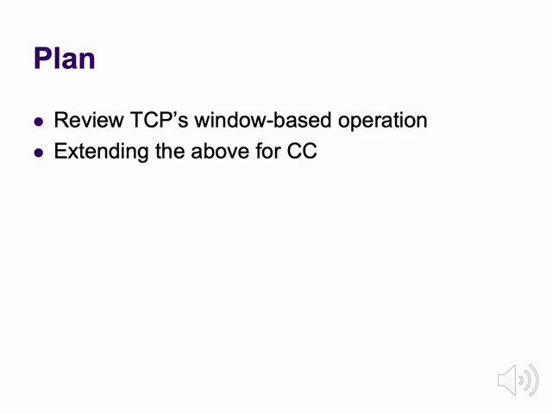So we'll start there, review how the window-based operation works, and then we'll talk about how that design is extended to do congestion control. And as you'll see, the way in which TCP does congestion control is very intertwined with how it does reliability. For better or for worse, that is how TCP is implemented. And so it's very hard to tease apart how TCP does congestion control without also talking about how it does reliability.